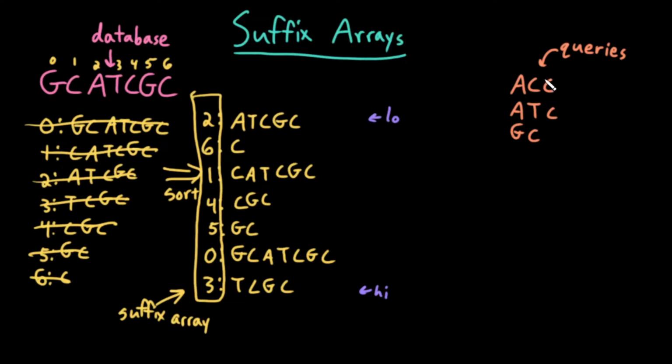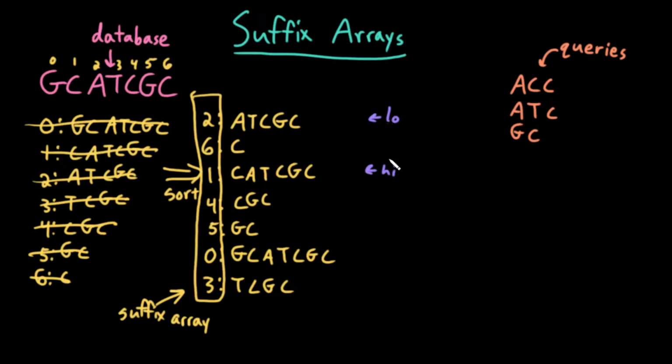So what happens with ACC? So I have my low, I have my high. The midpoint is here. ACC is less than CGC, so I should recurse in this upper range. Okay, let me erase these ones. So now I don't have to check CGC anymore because it wasn't a match. So I'm going to make my high be 1 higher. This was my midpoint, it didn't match.